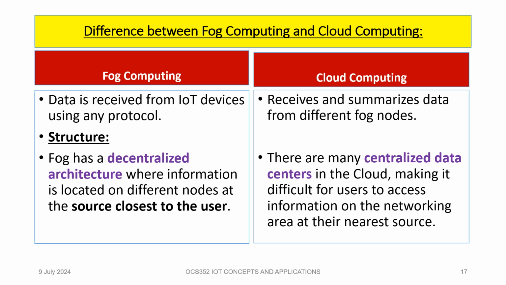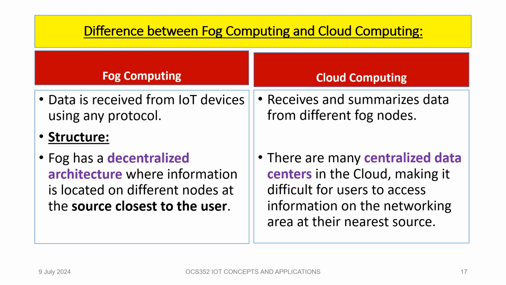Difference between fog and cloud computing. In fog computing, data is received from IoT devices using any protocol, and data from different fog nodes is received and summarized. Fog is a decentralized architecture where the information is located at different nodes and sources close to the user.